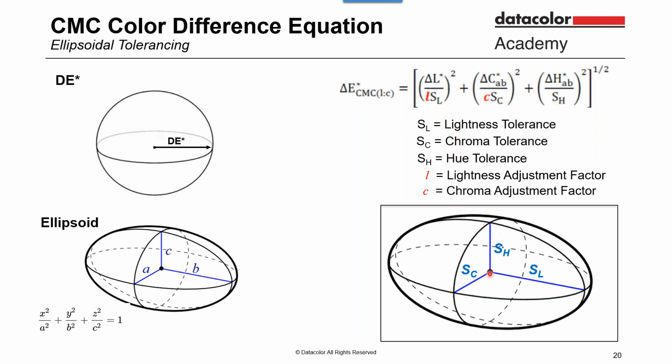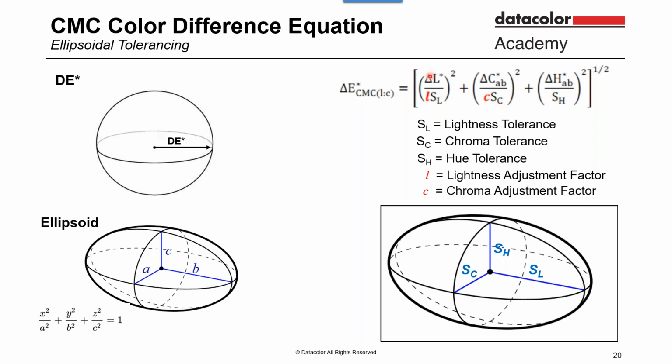So in other words, what it's doing down here is calculating the semi-axes of the ellipsoid. And that's for every color. You go to a blue, you'll have a certain shape. You go to a green, it'll calculate a different shape. So those are the tolerances, and those are in the denominator here. You can see the SL, SC, and SH.